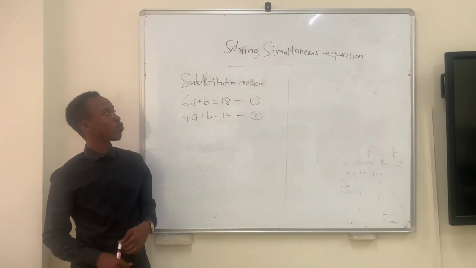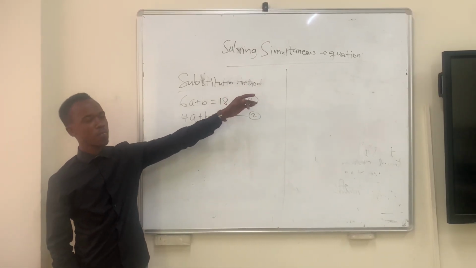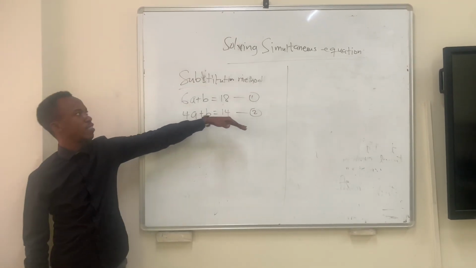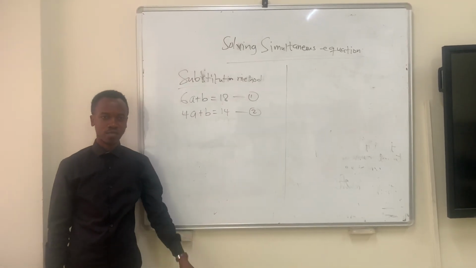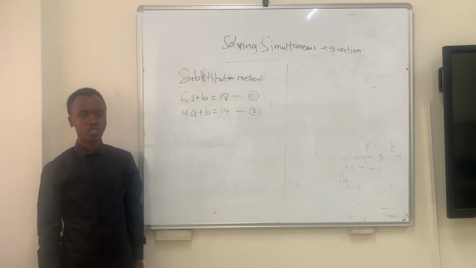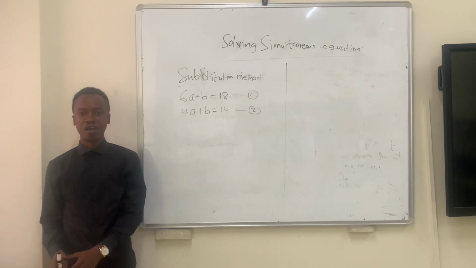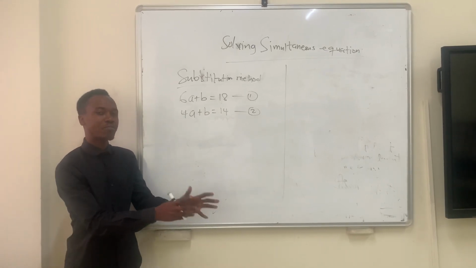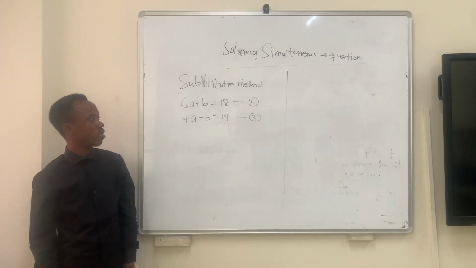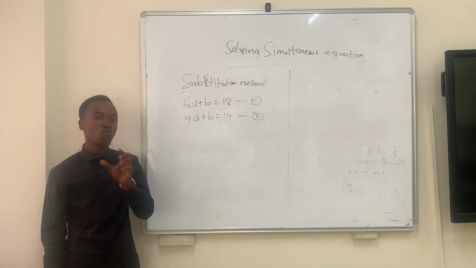Today we are going to look at how to solve simultaneous equations using the substitution method. Before you even start, you have to know what a simultaneous equation is. A simultaneous equation is an algebraic equation that shares common variables and is solved at the same time. Or in simple words, a simultaneous equation is an equation in terms of two variables.